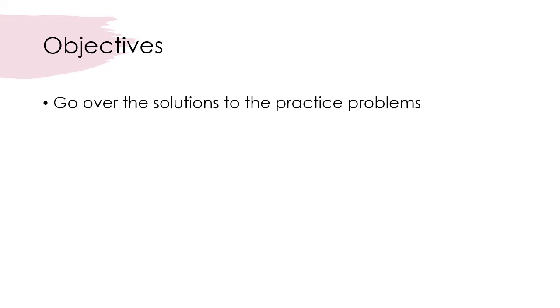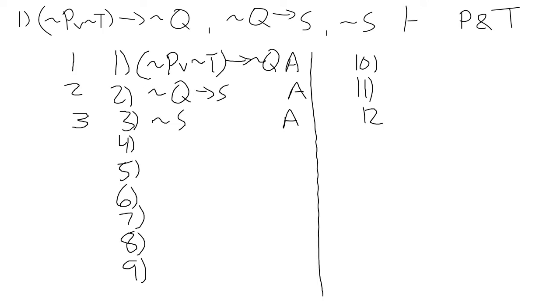In this presentation, we'll go over the second set of practice problems. On this first one, we have a conjunction as our main operator in the conclusion. So we need to prove P, and then we need to prove T. So we're looking at our proof, see if we can derive either one of them individually, and then we'll just put them together, and it doesn't look like we're going to be able to do that.